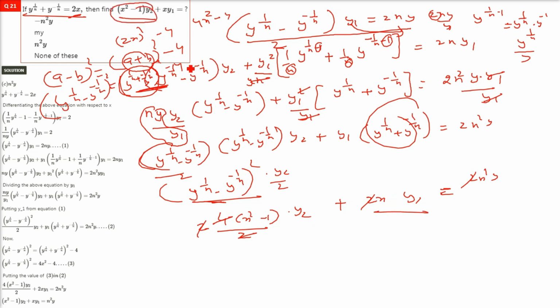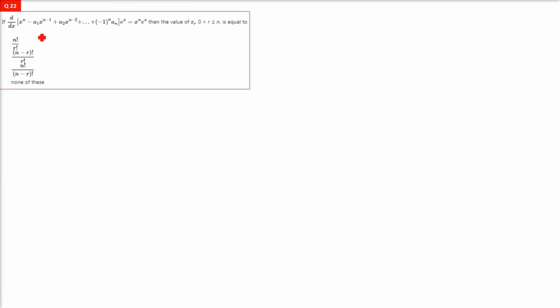We have x y1, and on the right hand side we have x square y. Oh, n square y, sorry. So on the right hand side we have n square y. This is the answer. Okay, I hope you got the idea. This is the step which is the trick: a minus b whole square is a plus b whole square minus 4ab.